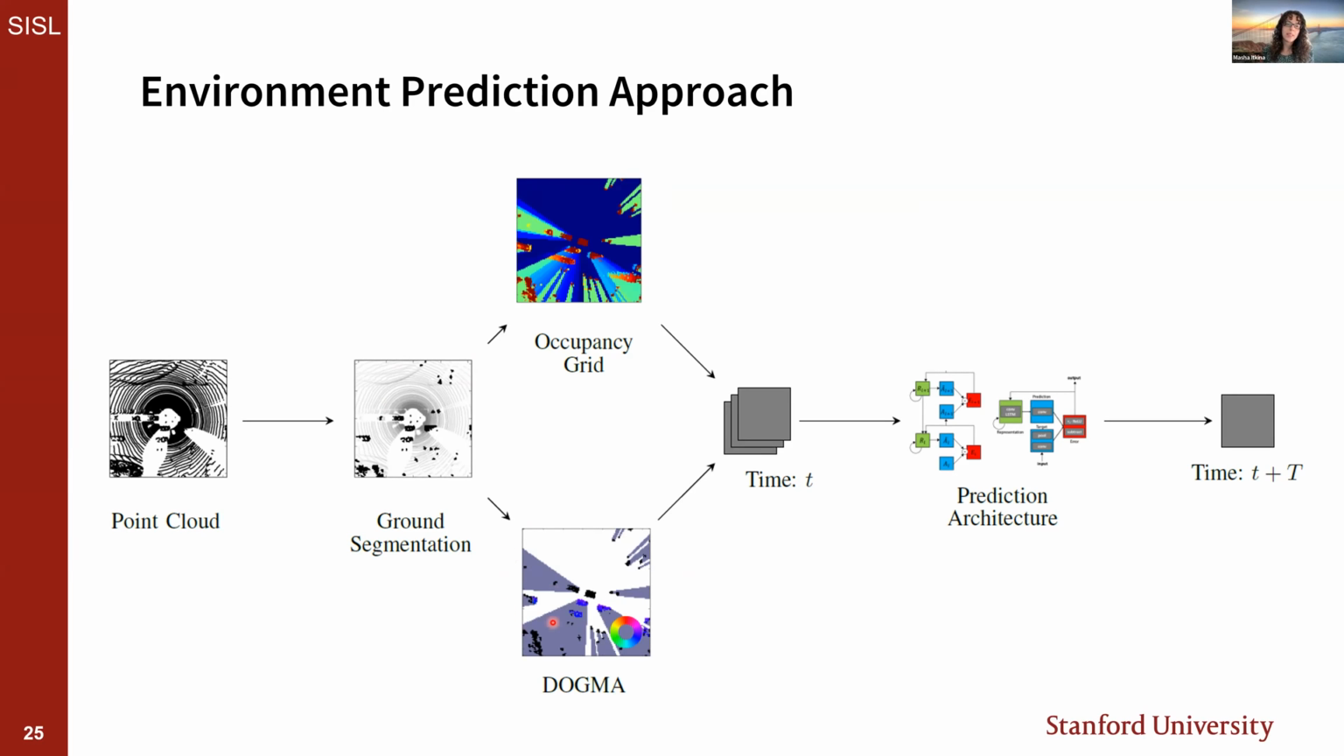These representations can then be stacked together and passed into a prediction architecture. This prediction architecture will make predictions given a series of past timeframes, and it will output a series of future timeframes according to our prediction horizon. I will now cover the occupancy grid construction, the DOGMA velocity estimation, and the prediction architecture in greater detail.